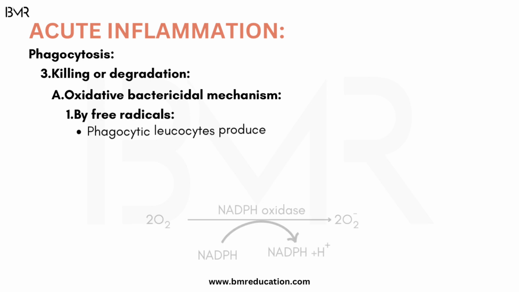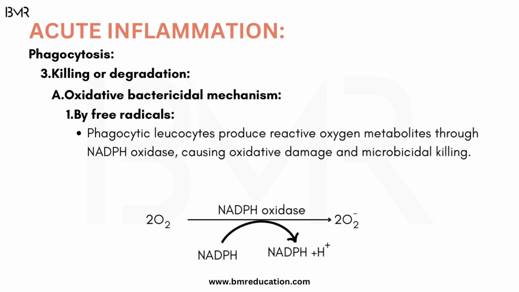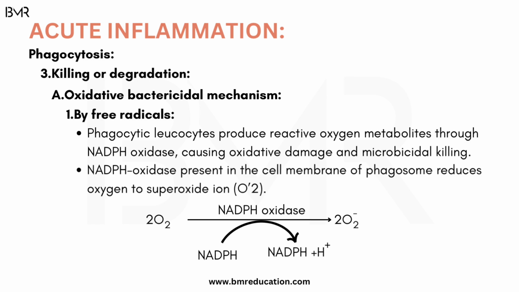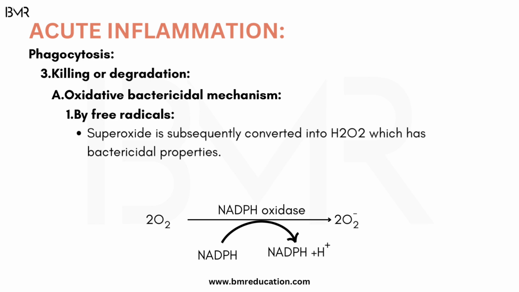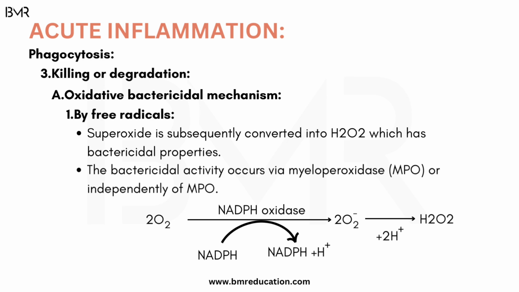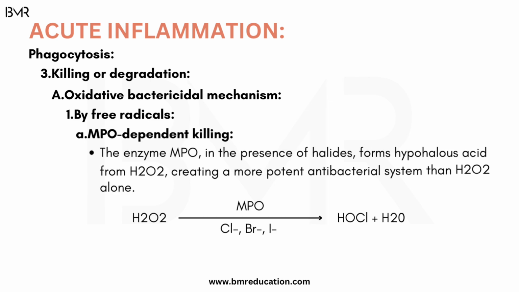In the oxidative mechanism, the phagocytic leukocytes produce reactive oxygen metabolites through NADPH oxidase, causing oxidative damage and microbicidal killing. NADPH oxidase present in the membrane of the phagosome reduces oxygen to superoxide ion. Superoxide is subsequently converted into hydrogen peroxide, which has bactericidal properties. The bactericidal activity occurs via myeloperoxidase or independently of myeloperoxidase. In MPO-dependent killing, the enzyme MPO in the presence of halides forms hypohalous acid from hydrogen peroxide, creating a more potent antibacterial system than hydrogen peroxide alone.